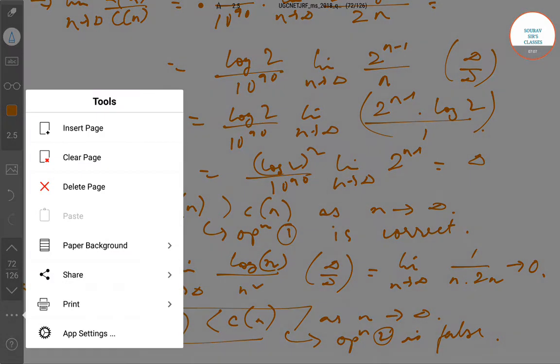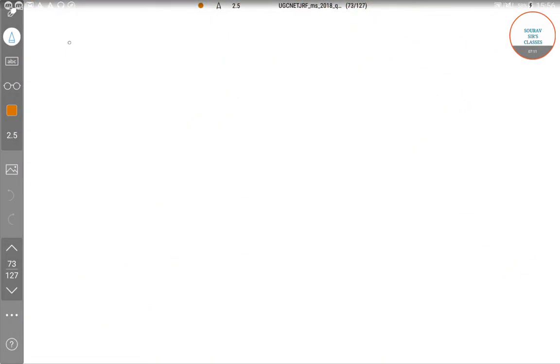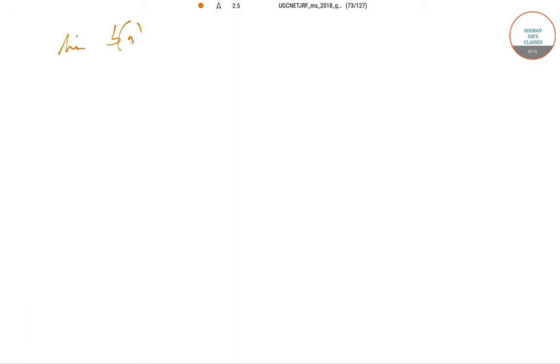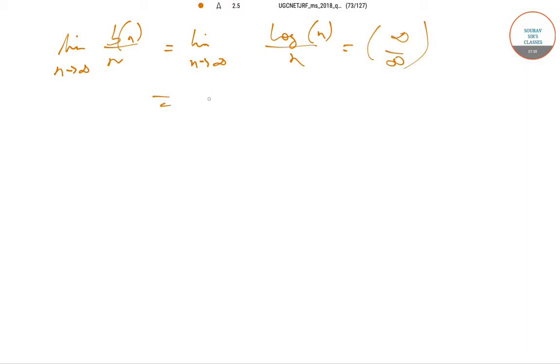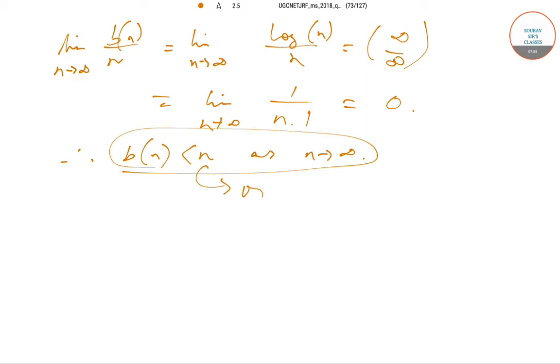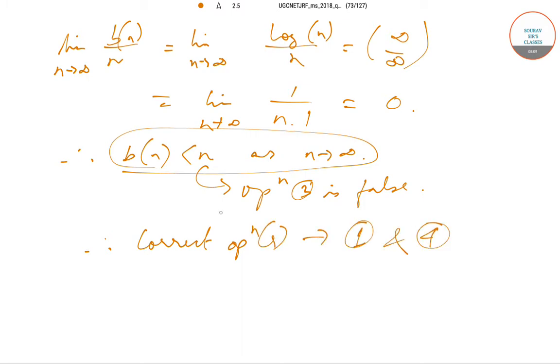Now we'll be trying this out for option 3. In option 3 it has been said that we need to find out the limit of b_n by n as n tends to infinity. So this will give us limit n tends to infinity of log of n by n. So this will be again infinity by infinity form. So we'll use the L'Hospital rule over here, and this will give us 1 by n over 1, and this will give us 0. So therefore b_n is less than n as n tends to infinity, and therefore option 3 is false. So the correct options are option 1 and option 4. So these two are the correct options.